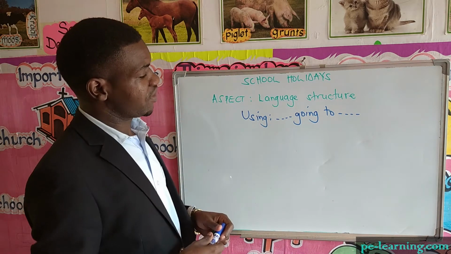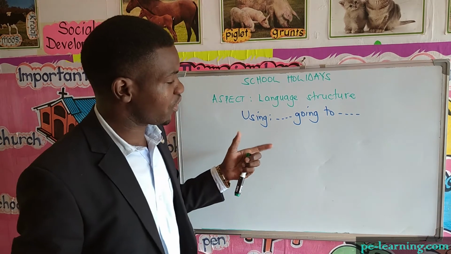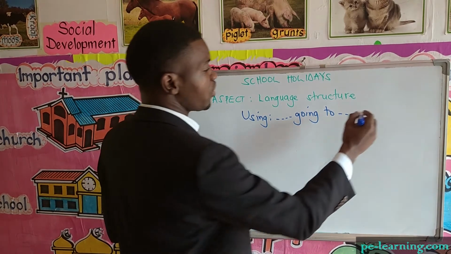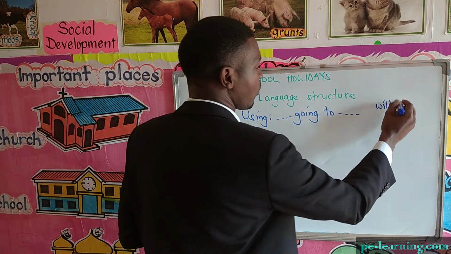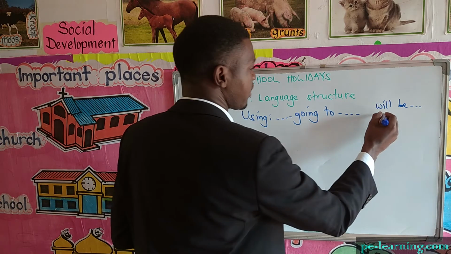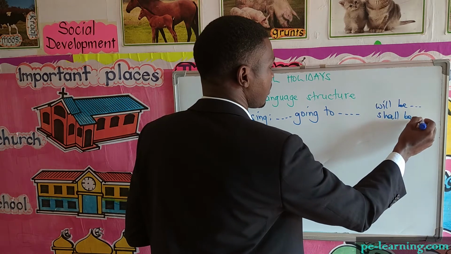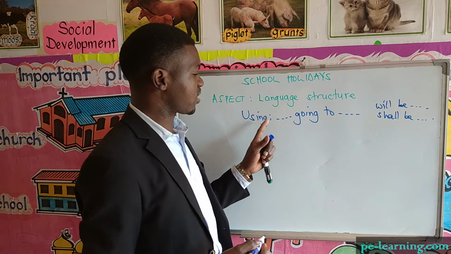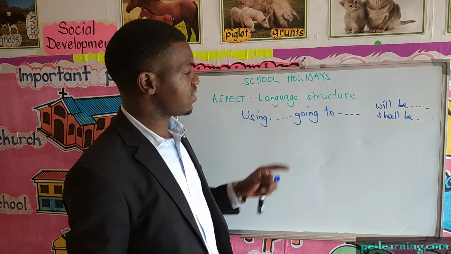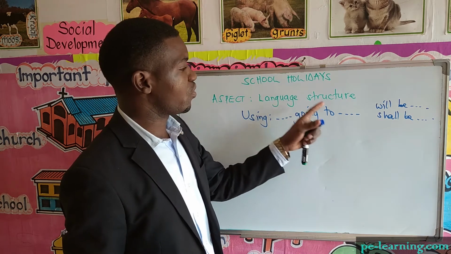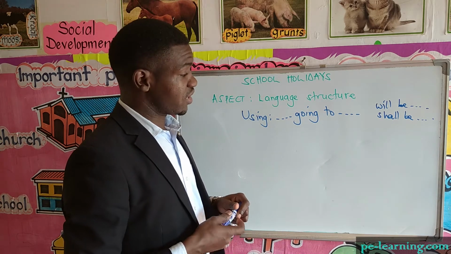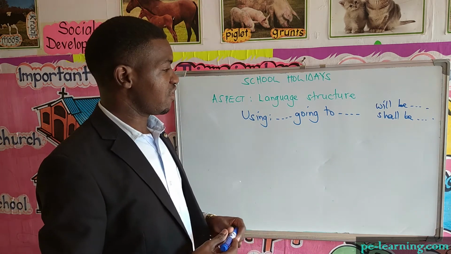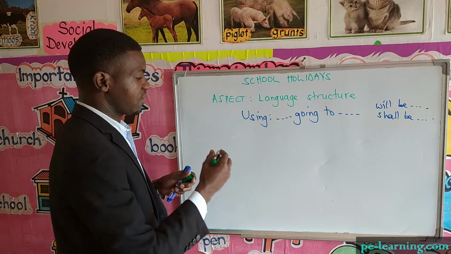Now this structure is connected to the near future. When we talk about the future, we may use words like will be, shall, shall be, and then we add some other words. But this time round, we want to look at the structure "going to." And we are connecting this to school holidays. So the vocabulary that we looked at is the same that we're going to use when constructing sentences. Straight away, let's look at some examples.